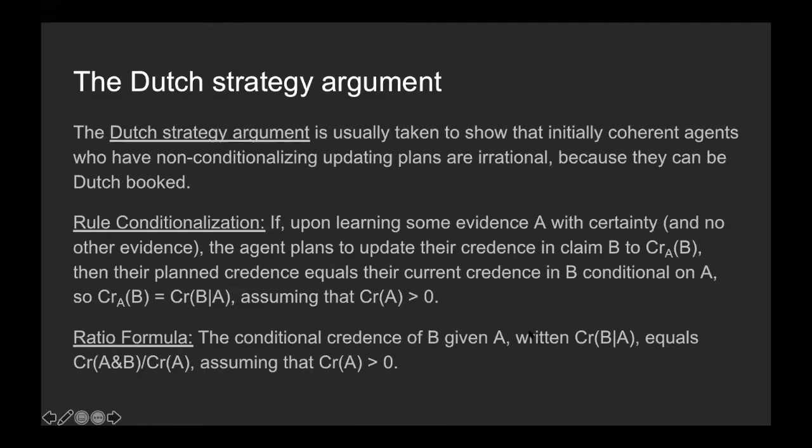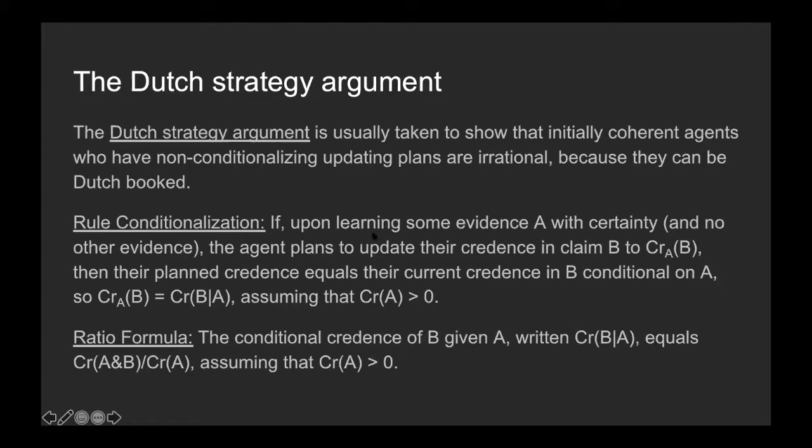So, the Dutch strategy argument, you're probably familiar with it. It's usually taken to show that initially coherent agents who have non-conditionalizing updating plans are irrational because they can be Dutch booked. There's some controversy in the literature about how exactly to formulate the version of conditionalization that is supported by a Dutch strategy argument. And one formulation that we adopt here that's pretty widely accepted is rule conditionalization.